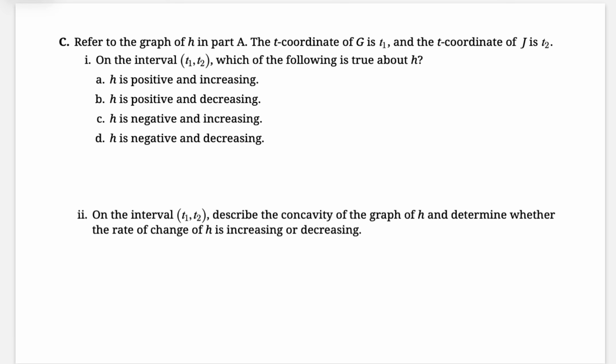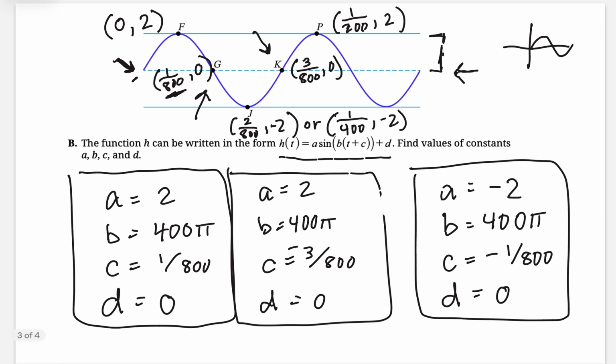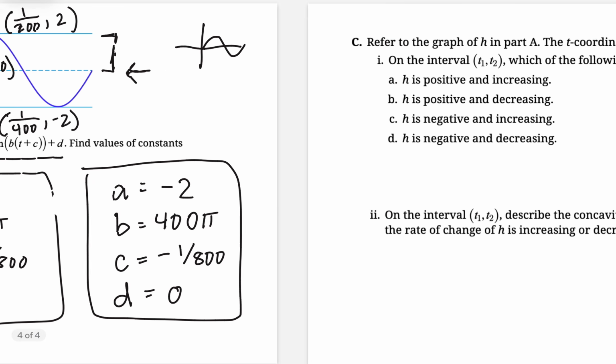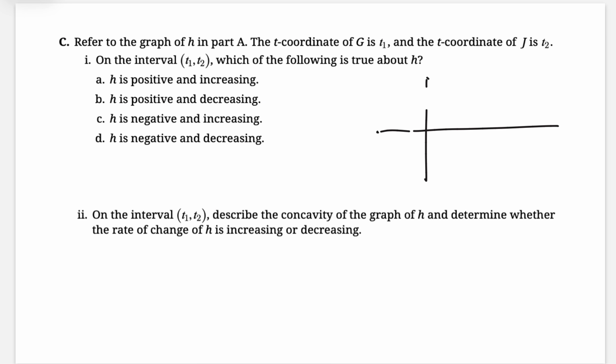Okay, C says to refer to the graph of H in part A, T coordinate of G is T1 and T coordinate of J is T2. So if we go back here, G to J is what we're looking at right there. So if we sketch, we're looking from this point to this point. So G to J. So it's asking which of the following is true about H.